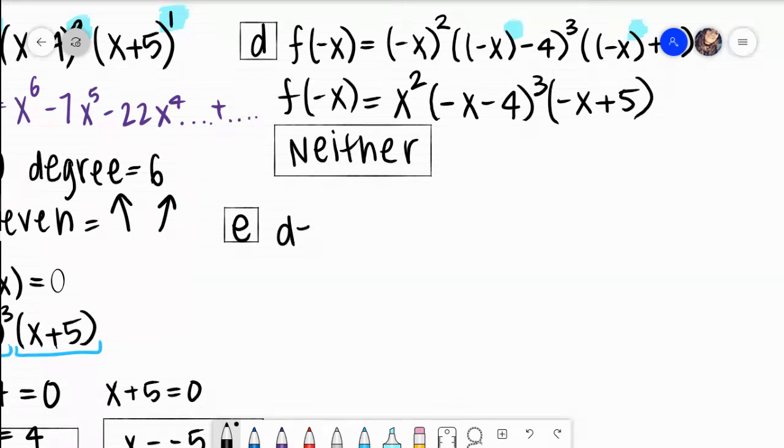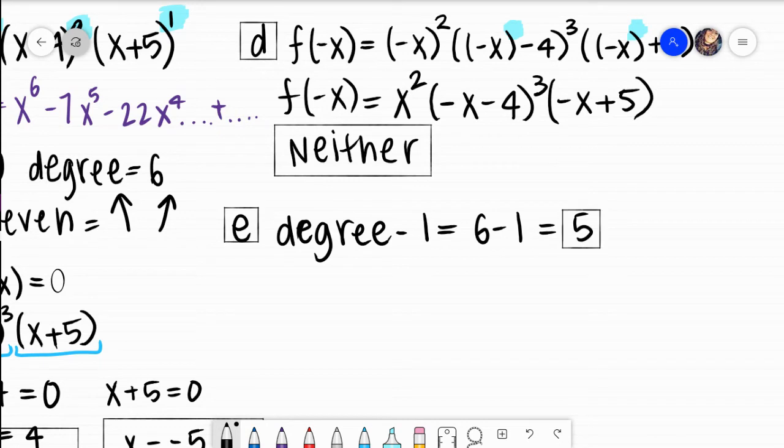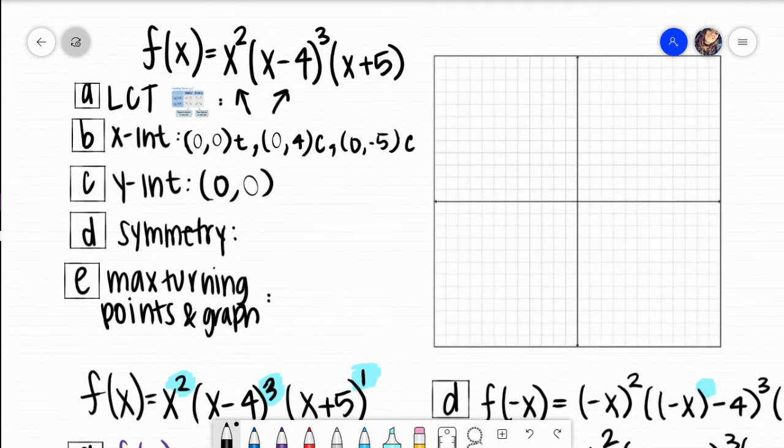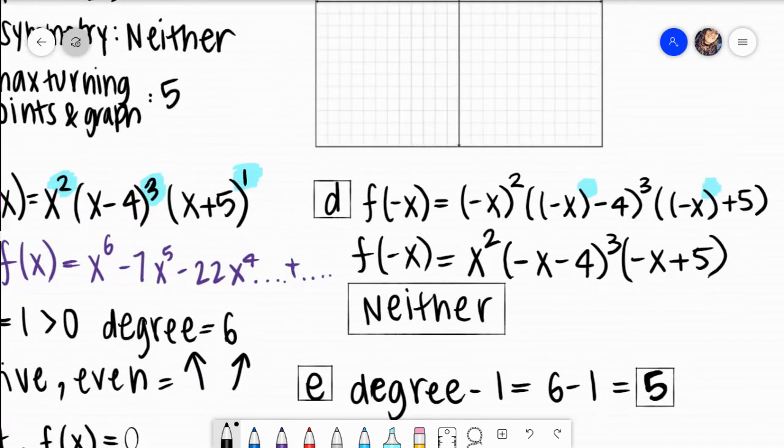And the way you find your maximum turning points is you take your degree and you're going to subtract 1 from it. I noticed if you look to the left right there, degree was 6. So if I do 6 minus 1, the maximum turning points that I can have is going to be 5 turning points. Again, doesn't mean it's going to have 5, but if it does approach that number, it can equal it. It just cannot exceed it. So let's write neither on our D. And then I've got 5 maximum turning points.